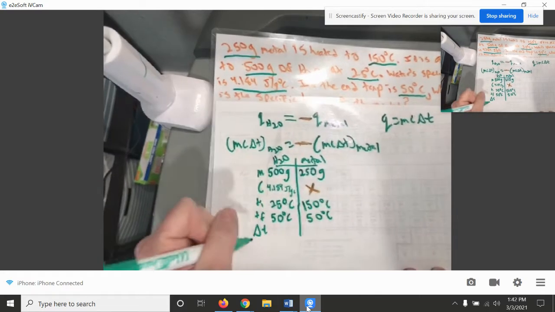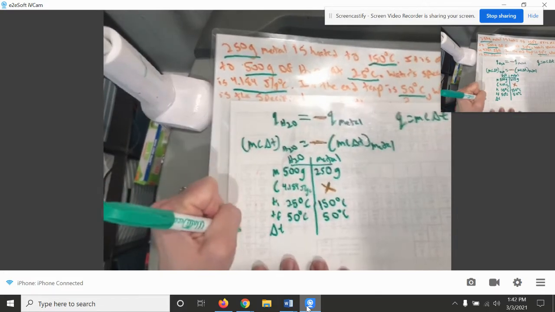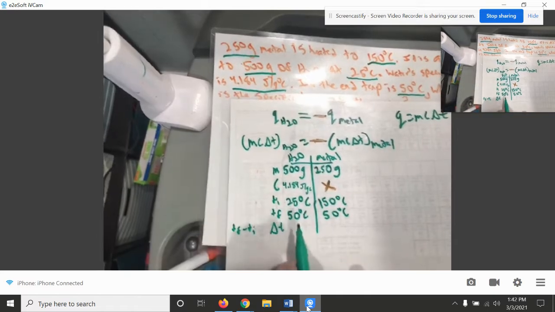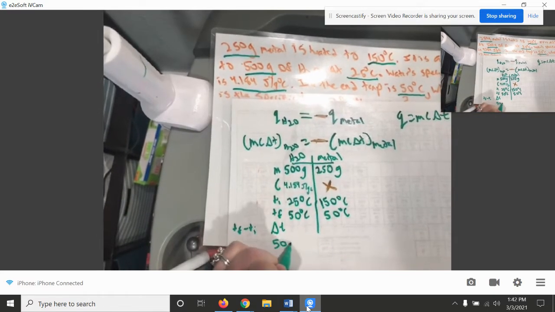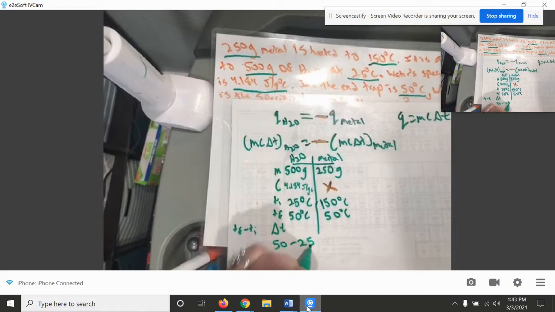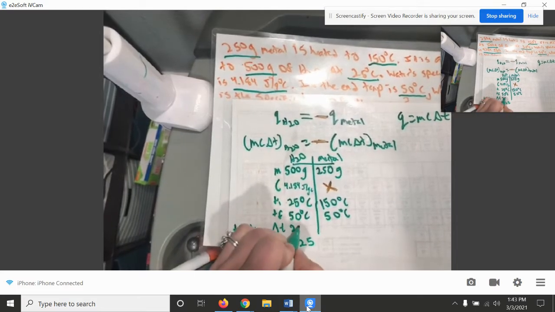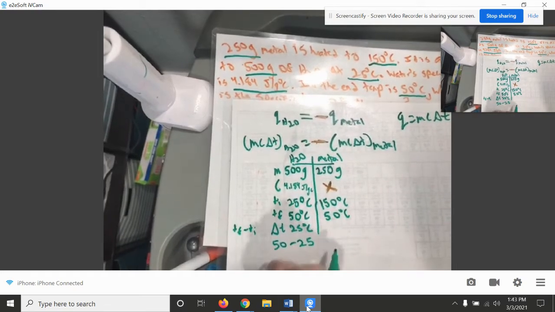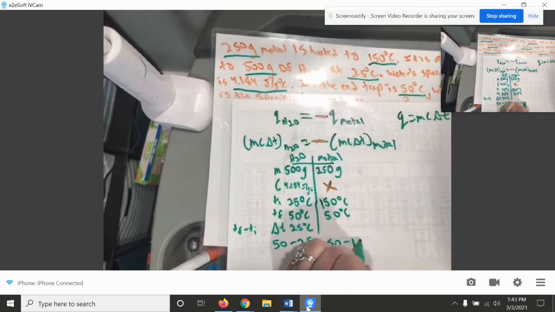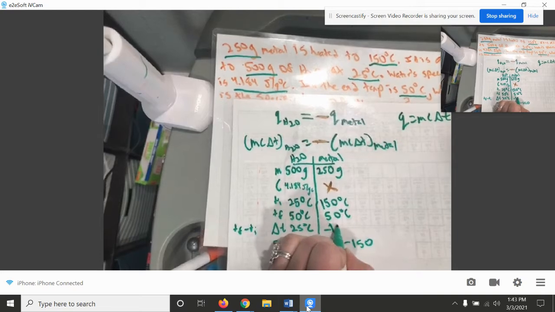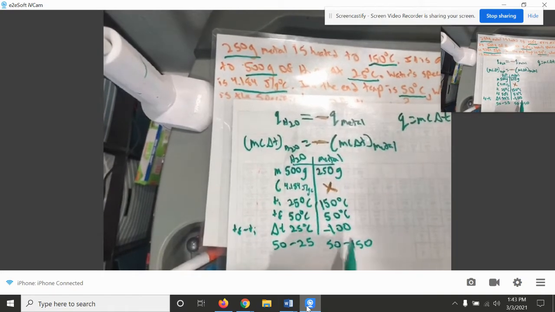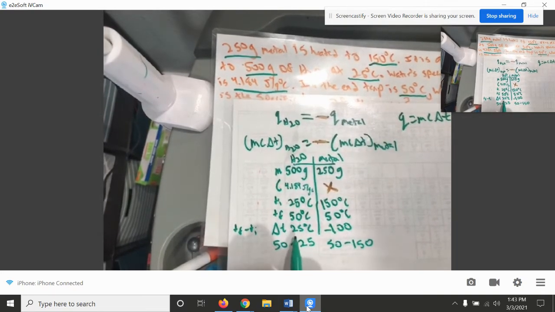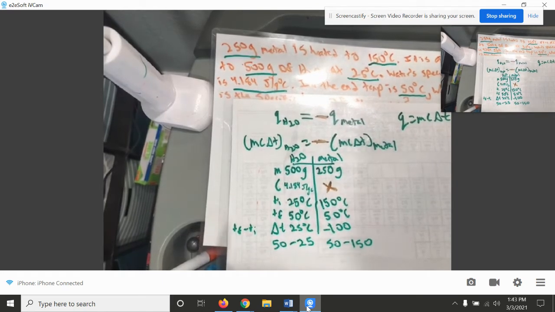I need to remember that delta T is T final minus T initial. So in this case, T final minus T initial, 50 minus 25 gives me 25 degrees Celsius for my temperature change. And over here, T final minus T initial, and that's negative 100. 50 minus 150 is going to give me negative 100. That negative is important. Remember, the metal cools down and the water heats up. And we saw that in the little simulation.